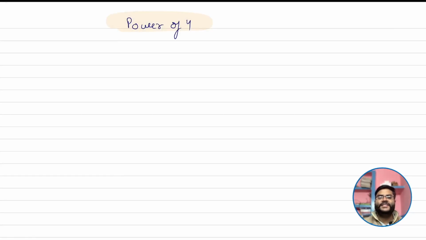So our next problem is: check whether the number is a power of 4 or not. Let's take some example. 4 to the power 0 will be 1. Again, 0 is not a power of 4. 0 is not a power of 2, 4, 8, 16, whatever. 0 is not a power of 4.